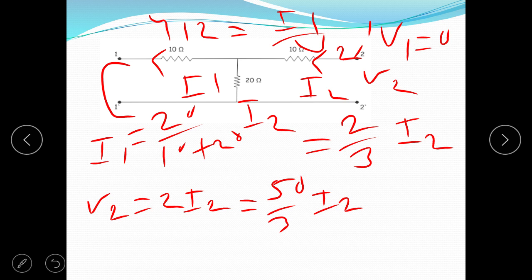So we obtain the value of y12 is equal to V1 upon I1 upon V2, that is equal to 1 by 10 or 0.01. So this is the procedure of calculating the value of admittance parameters.